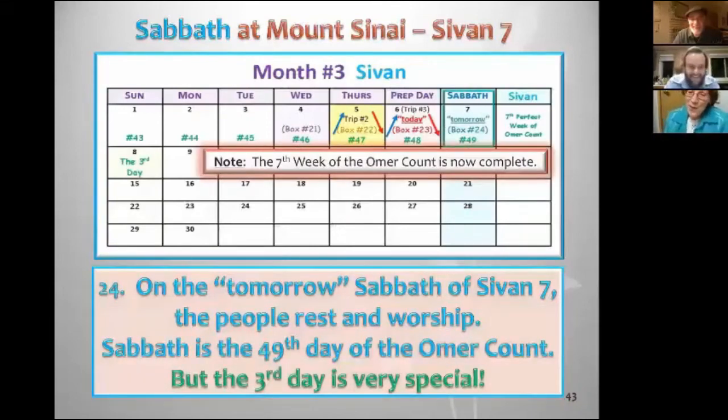So on the tomorrow Sabbath, which is Sivan 7, the people rest and worship. That's right here. And the 7th week of our Omer count is now complete, 7 complete weeks. It's the 49th day, but the 3rd day is very special. Very, very special.